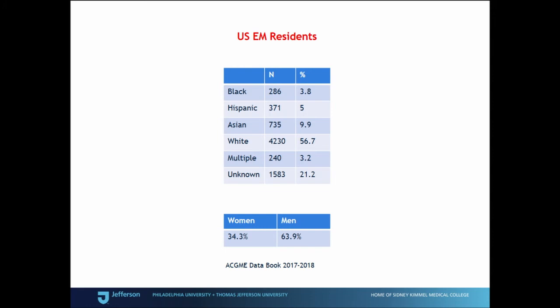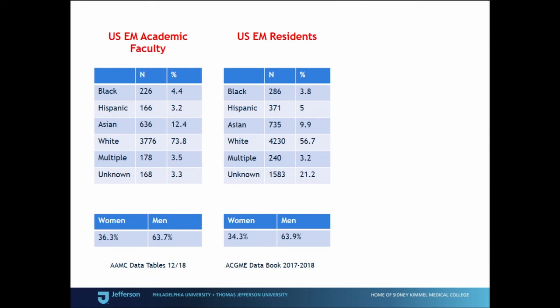So when we talk about diversity in residency programs, this is it. These are the numbers that are out there that tell us a little bit about what race, ethnicity, and gender is in emergency medicine. This is U.S. EM academic faculty. This is AAMC data tables. This is from December of 2018.